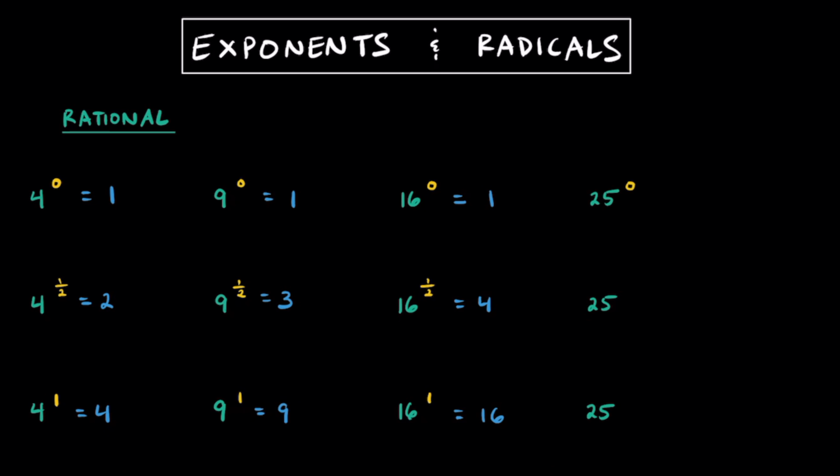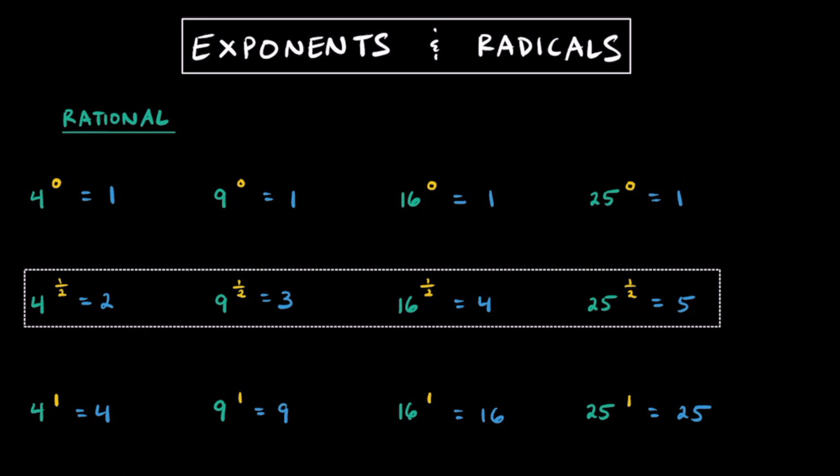Here's one more with a base of 25. Let's raise it to the same powers here and think about what these could be. 25 to the 0th power is equal to 1, and 25 to the 1st power is equal to 25. This 25 to the 1/2 power is equal to 5.